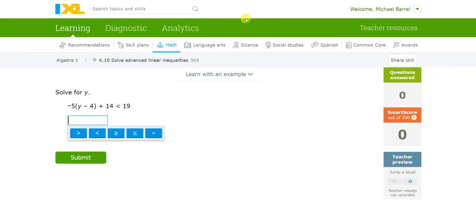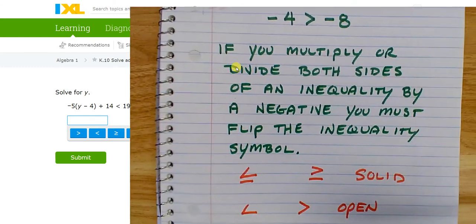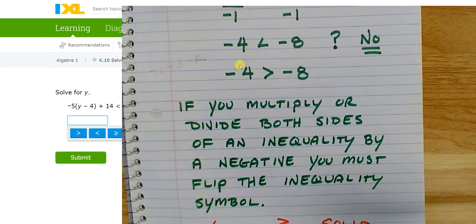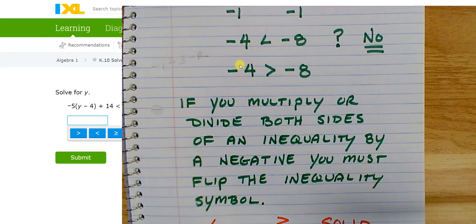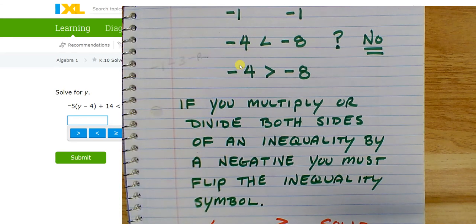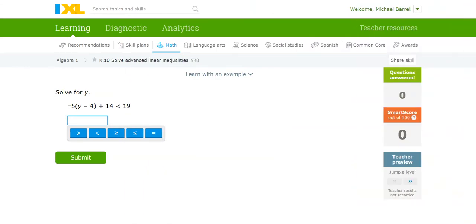All right, we're going to do solving advanced linear inequalities. The big deal here is this. If you multiply or divide both sides of an inequality by a negative, you must flip the inequality symbol. You're going to need a piece of paper and a pencil to do this. There's no way to do this stuff in your head. You're going to see that I'm going to be doing a lot of writing here.